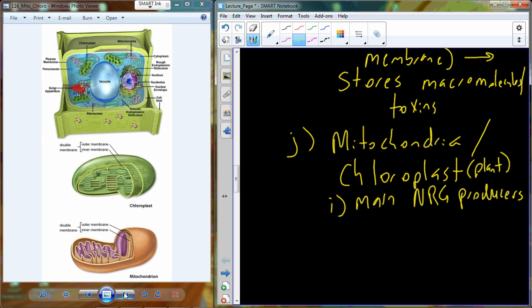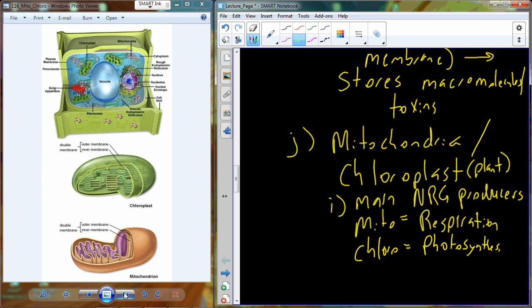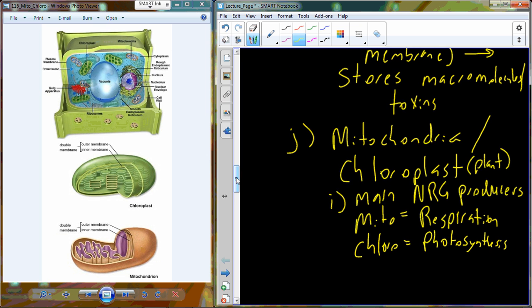These are our main energy producers. The mitochondria produces energy through respiration, and the chloroplast produces energy through photosynthesis. Now, both the mitochondria and the chloroplast, you can see here, have an inner and an outer membrane.